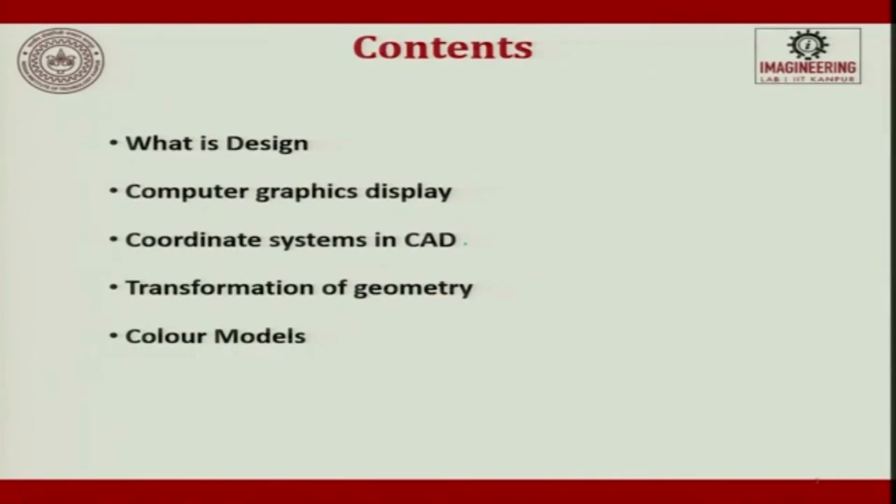very important because you are trying to transform from one system to the other or within a product from global system to a local system. So, that is why coordinate systems is very important. Then we would like to talk about transformations, and at the last we will try to talk about color models.